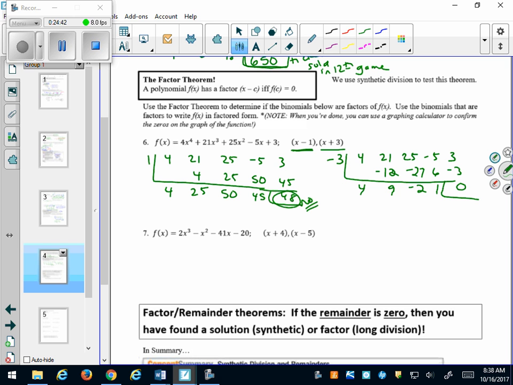Okay, so this one came out to a remainder of 0, so is x plus 3 a factor? Yes. Since it's a factor, I can take what's left here and factor it some more. I've got 4x to the third plus 9x squared minus 2x plus 1 left, and x plus 3 was the factor.